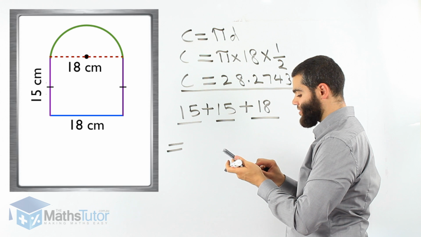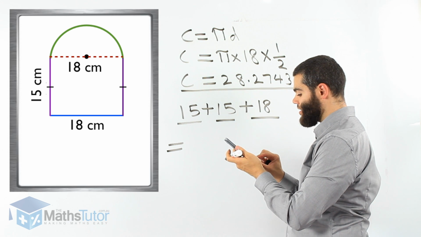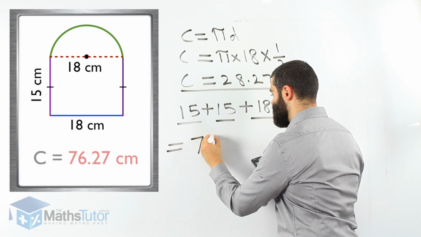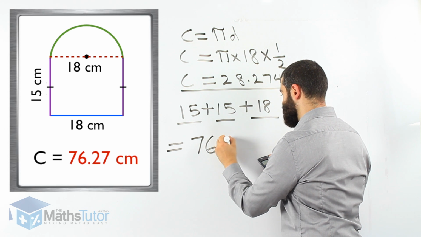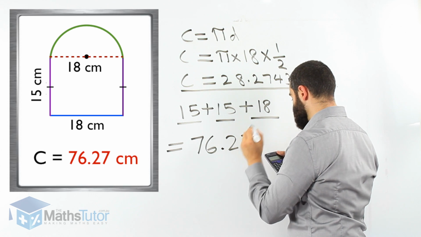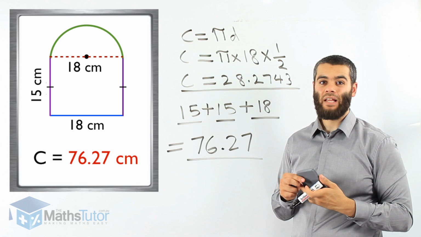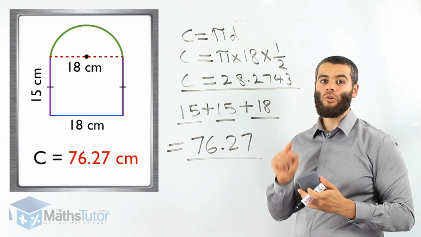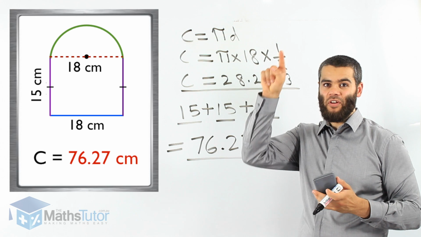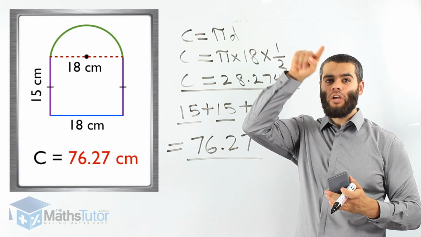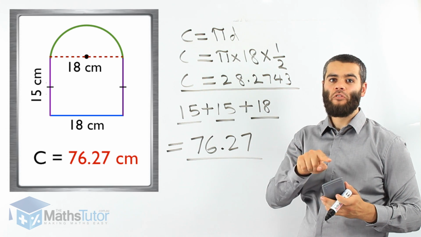Plus 15 plus 15 plus 18, and add it to the answer on top. 76.27, and that is our final answer to 2 decimal places. Very important, we look at every edge. We walk around the whole perimeter. We make sure we go around as if you're walking around the whole perimeter of the shape.